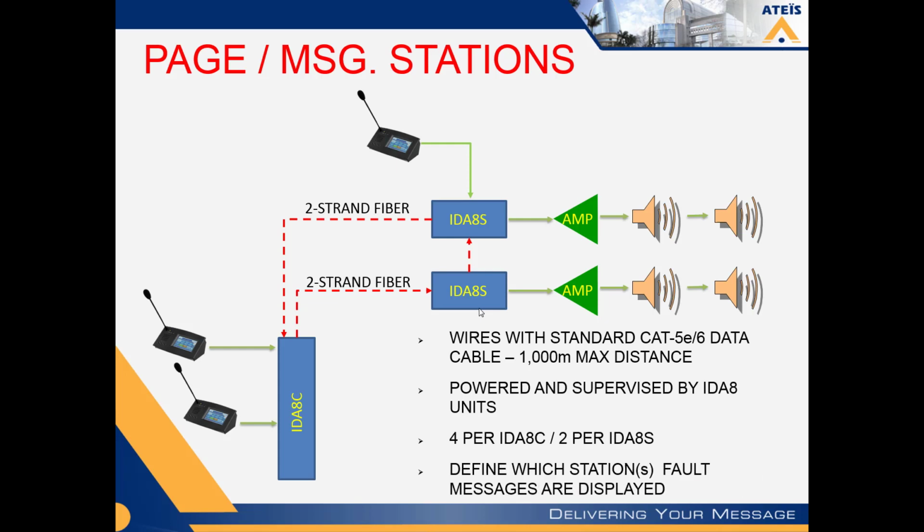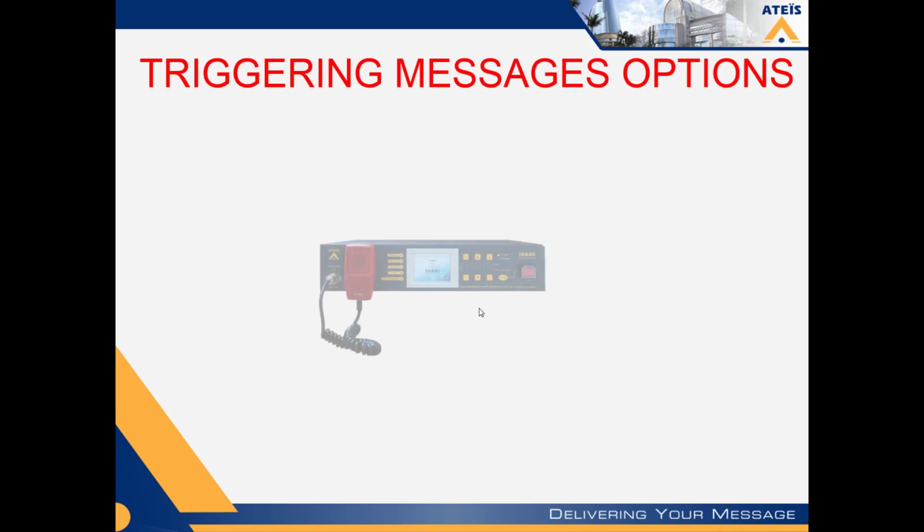Well, they also can wire directly to the expansion units. They wire with standard Cat5e or Cat6 data cable, 1,000-meter max distance on that. They're fully powered and supervised by the ID8 system. That's how they meet their listing. You can put up to 4 on an ID8C controller, and you can put up to 2 on an ID8S expansion unit. And like I said before, you can define which one of these gets default messages or don't.